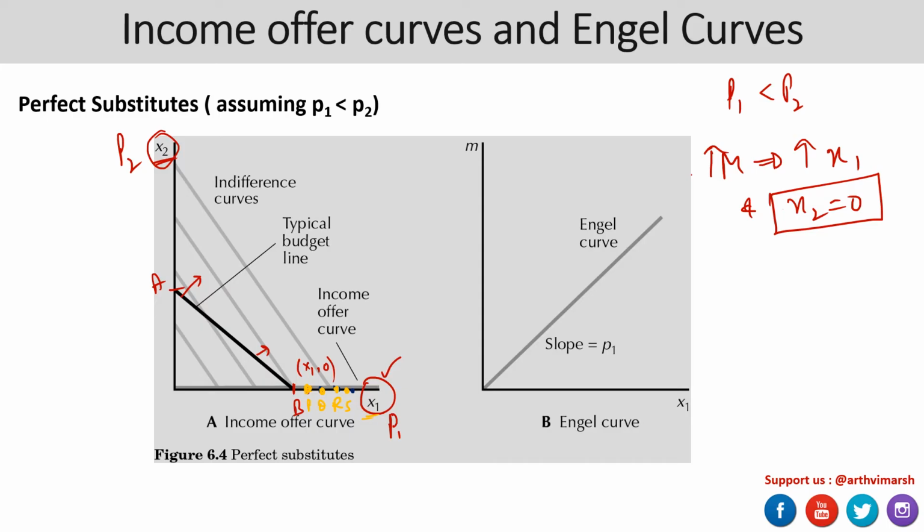And if we are to look into how the Engel curve would look, let us observe. Now we know that for the budget line given as M equals P1 X1 plus P2 X2, if this is going to be a perfect substitute and this price is less than this, our slope of this budget line is going to be P1, right? So this is going to be P1.